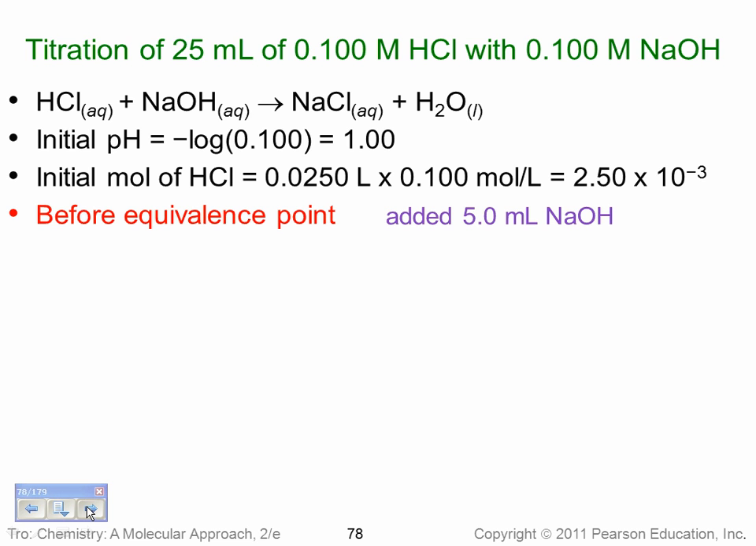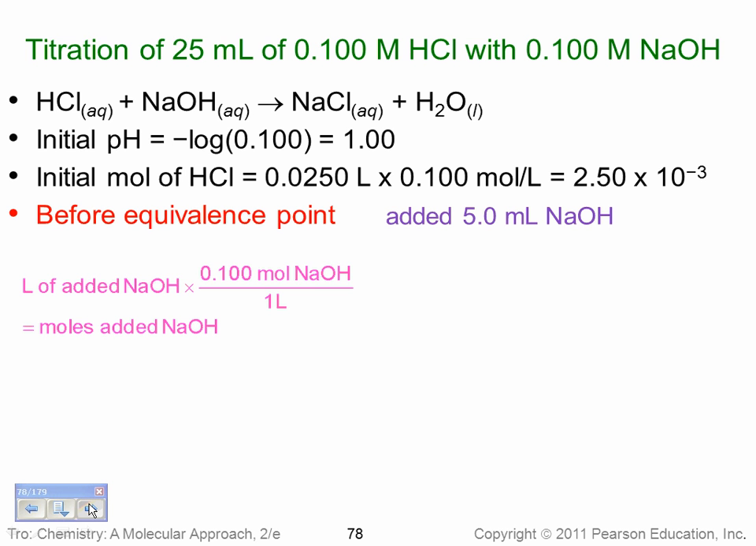So what I want to do is step in here and add 5 milliliters of my 0.1 molar sodium hydroxide. So now I need to do some stoichiometry. 5 milliliters is what I added of this 0.1 molar sodium hydroxide. So how many moles of sodium hydroxide did I add?